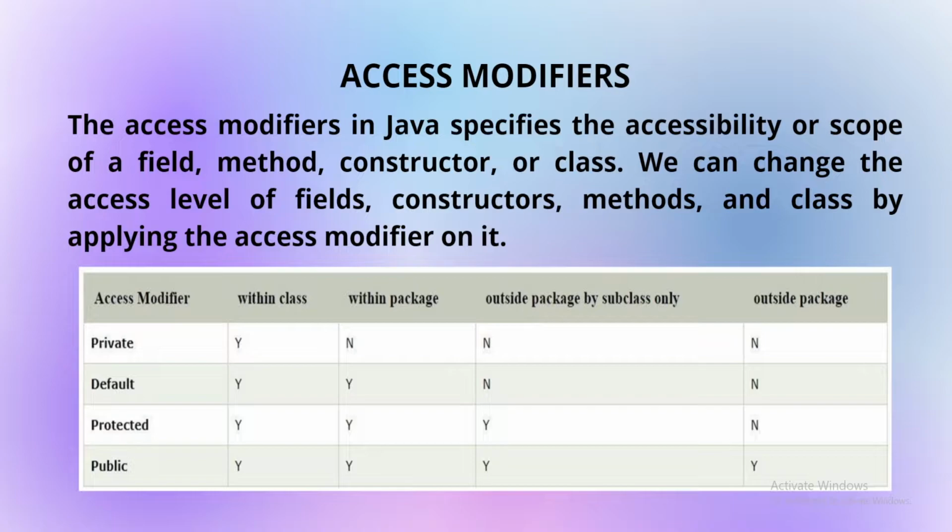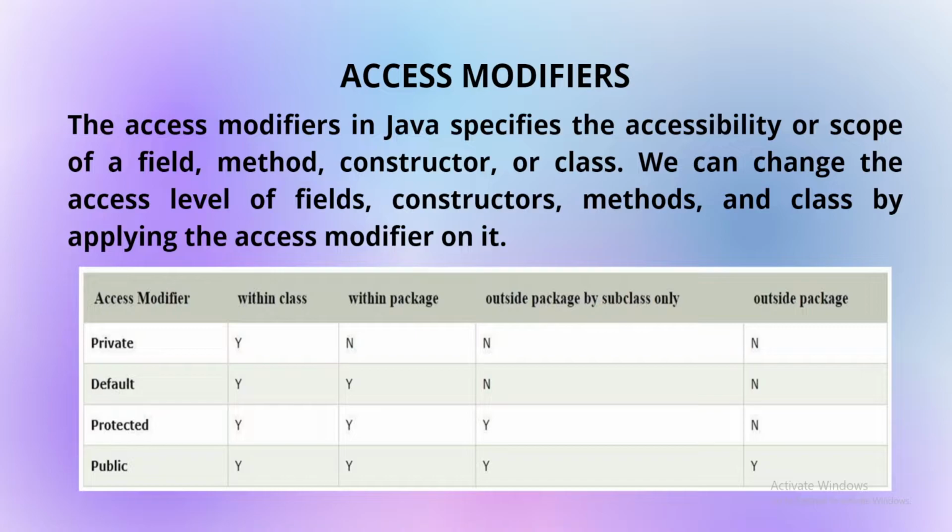Private: if you're going to use a private access modifier, and you use that particular method, constructor, or variable in that class, then it is a yes. That is, it is going to give you an output. If you're going to use it within a package, then you're not going to get any output. If you use it outside the package by a subclass only, there is no output. And if you use it outside the package, then also there is no output. Which means that if you give a private access modifier to any of your variable, method, constructor, or class, then you have to access it only inside that particular class.